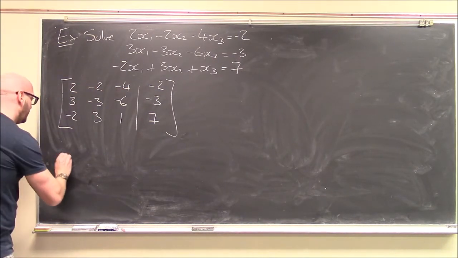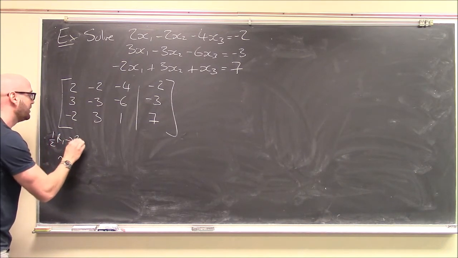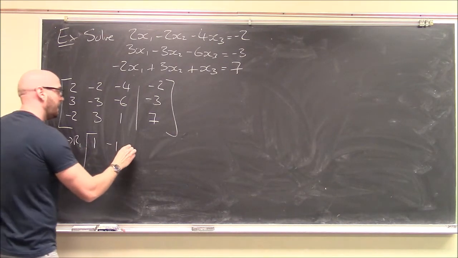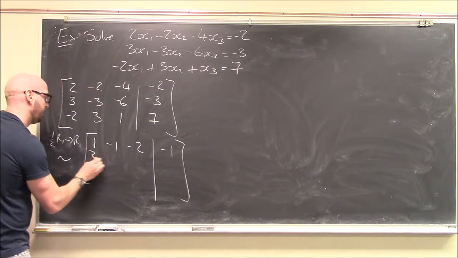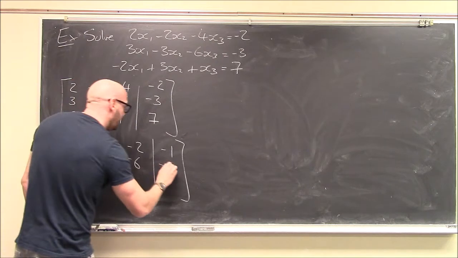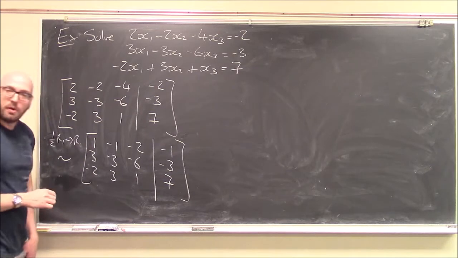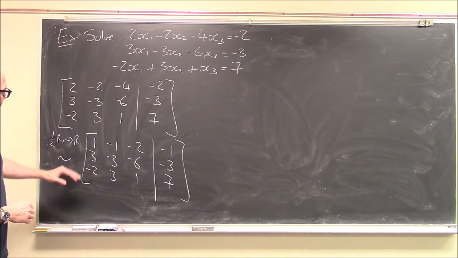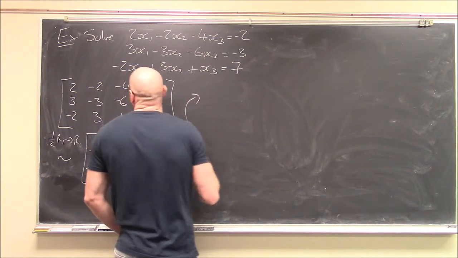So let's do that. Let's take 1/2 of row 1. 1/2 of row 1 will become our new row 1. So we're looking at 1, minus 1, minus 2, minus 1 as our first row. Not officially part of the algorithm. It's not important that we have a 1 right here immediately, but we can see that for ease of calculations, it's nicer to have a 1. So we'll put a 1 right there straight away.